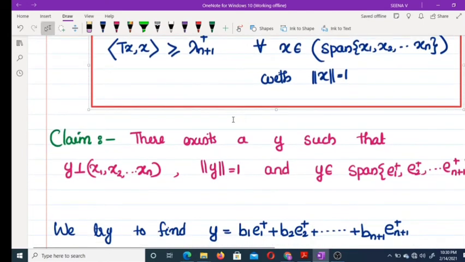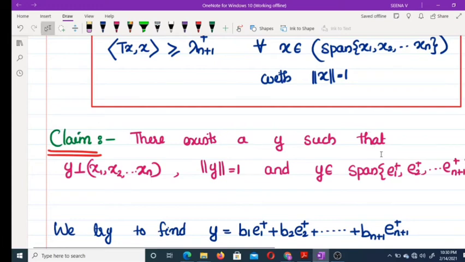Okay. So we are assuming one claim. Now what is that claim? There exists a y such that y is orthogonal to x1, x2, etc., xn and the norm of y equal to 1.